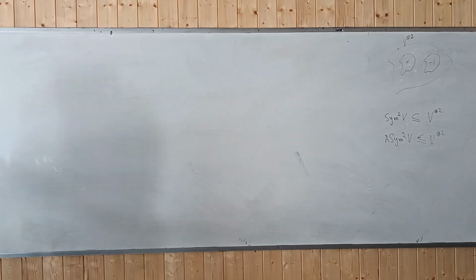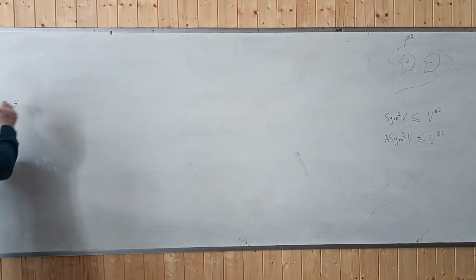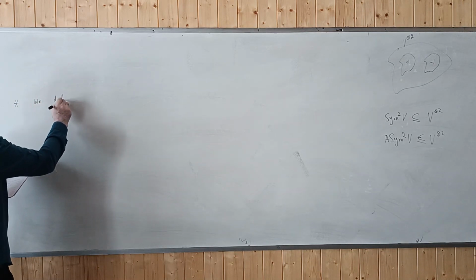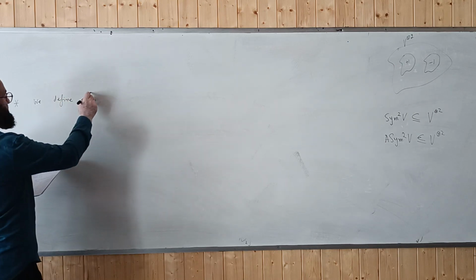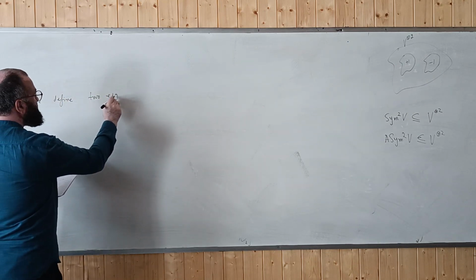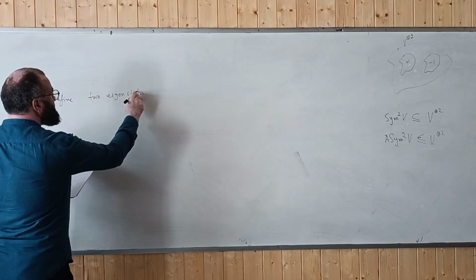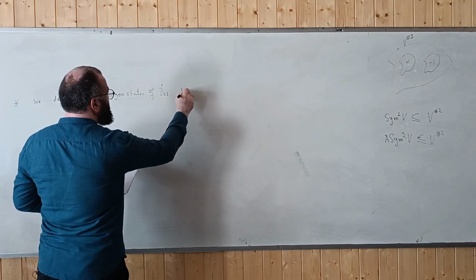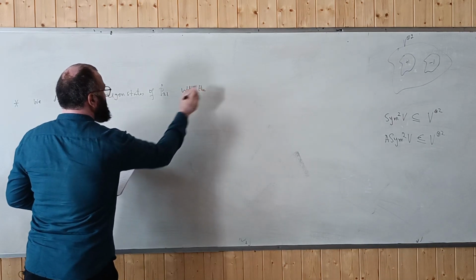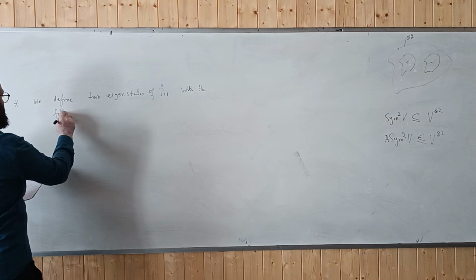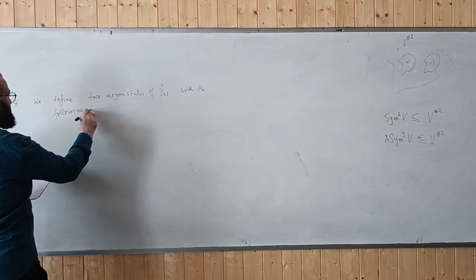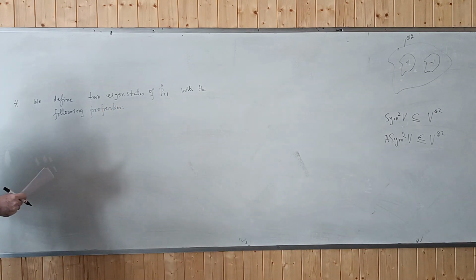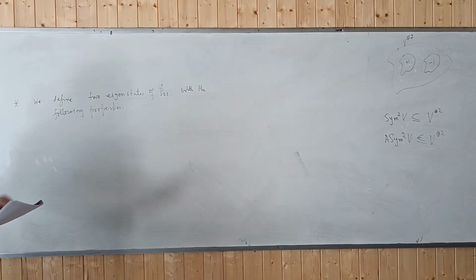So now let's try to construct these kind of states. We define two eigenstates of this P21 with the following properties. Everybody is getting it? Okay, good.